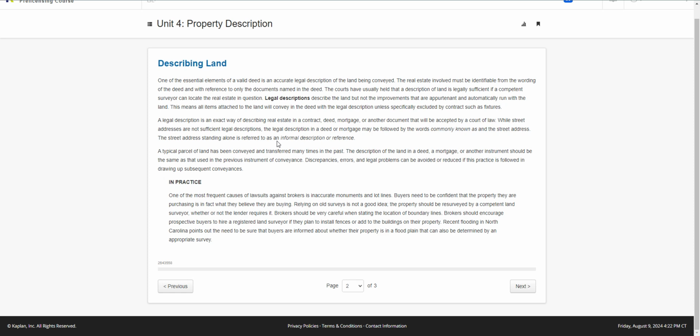land. Okay. One of the essential elements of a valid deed is an accurate legal description of the land being conveyed. The real estate involved must be identifiable from the wording of the deed with reference to only the documents named in the deed. The courts have usually held that a description of land is legally sufficient if a competent surveyor can locate the real estate in question. Legal descriptions describe the land, but not the improvements that are appurtenant.